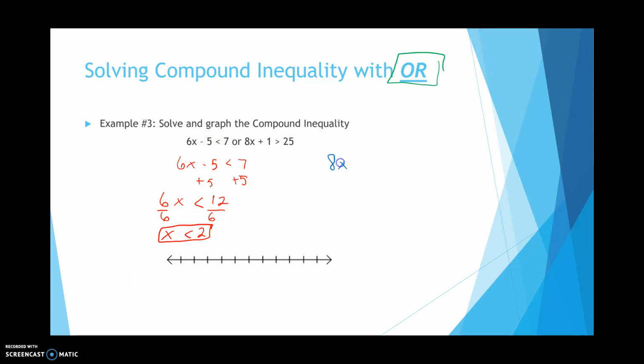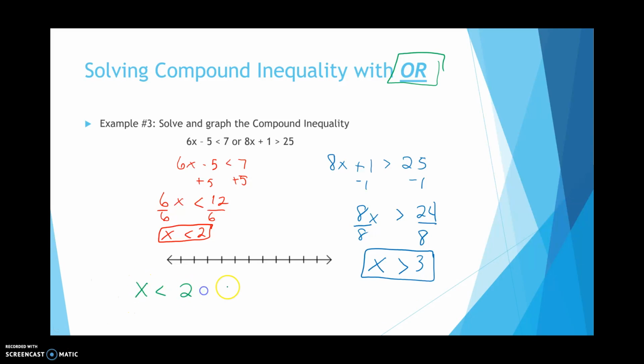That 8x plus 1 is greater than 25. I'll subtract 1 to both sides. So we have 8x is greater than 24. Divide 8 to both sides. So x is greater than 24 divided by 8 gives me 3. So we can say x is less than 2, or x is greater than 3. So to write this, it would look like this. X is less than 2, or x is greater than 3.